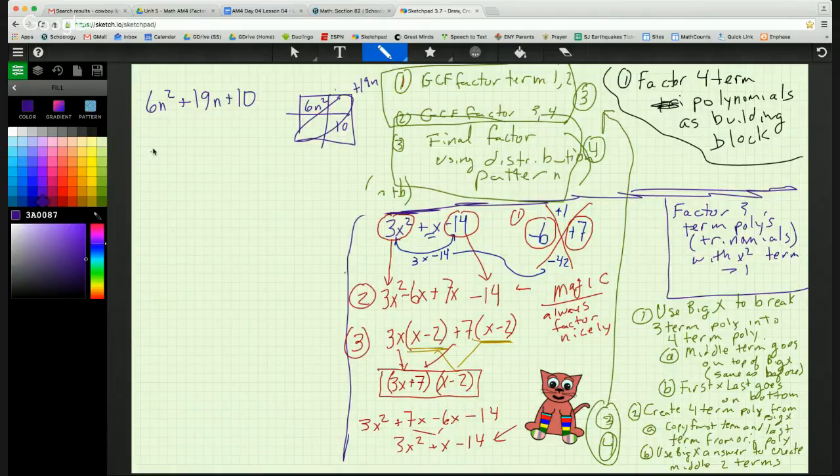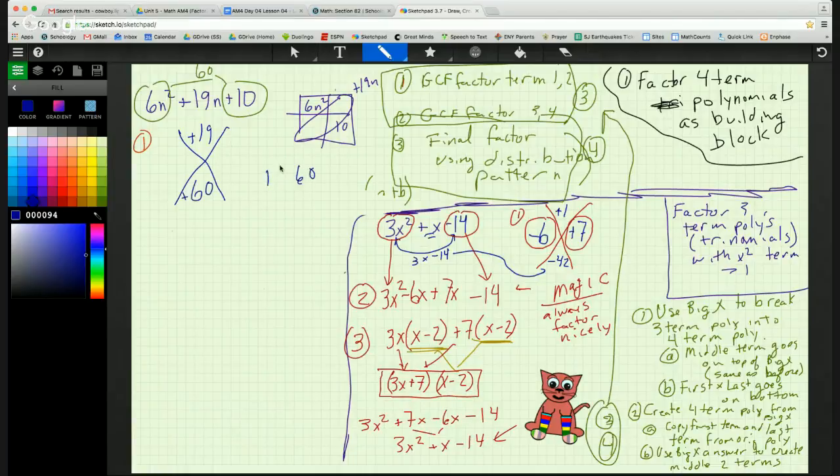So let's set up this procedure, step 1, and we're going to create our big X. So our 19 goes on top, just as it always does. And on the bottom, I'm going to multiply these guys together, and I get 60. So I need to think of 2 numbers that multiply to 60 and add to 19. Well, I don't know how to do that. So let me think. 1 and 60.